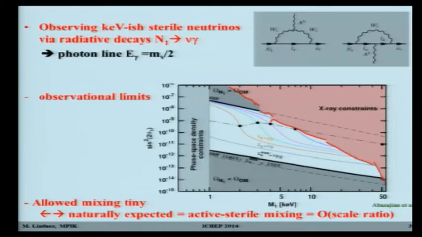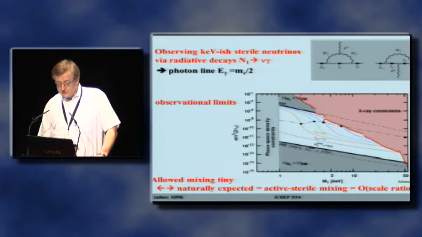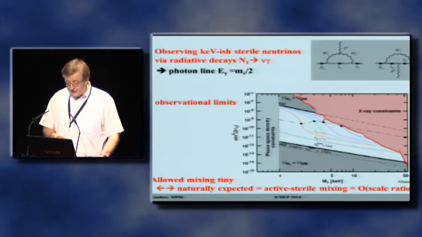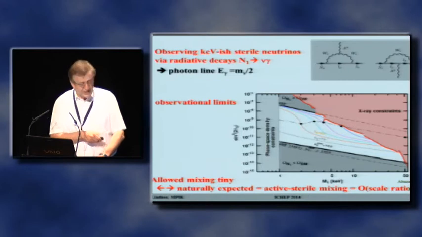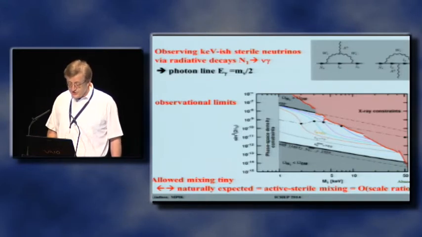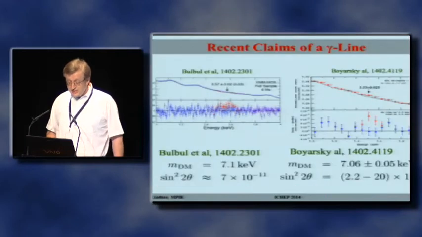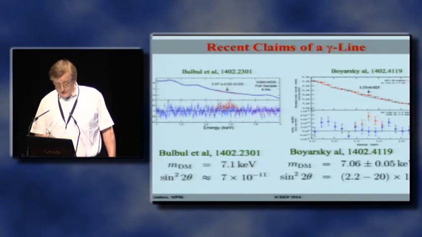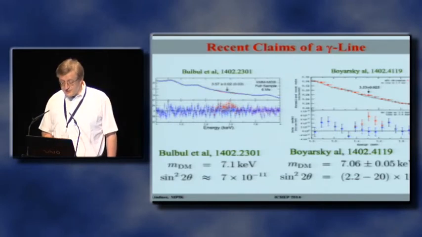And that's also something that has recently received some attention, because a keV sterile neutrino would be seen by a gamma line in the keV range, at half of the mass, and there are observational limits, which are shown here. There's this regime which is left over, and only tiny mixings are allowed, but this is natural because it's the active-sterile mixing, which is supposed to be tiny from the scale ratios. That's the situation, and there were recent claims that there is a gamma line at these energies, at a few keV, which would translate into masses of order 7 keV or so.